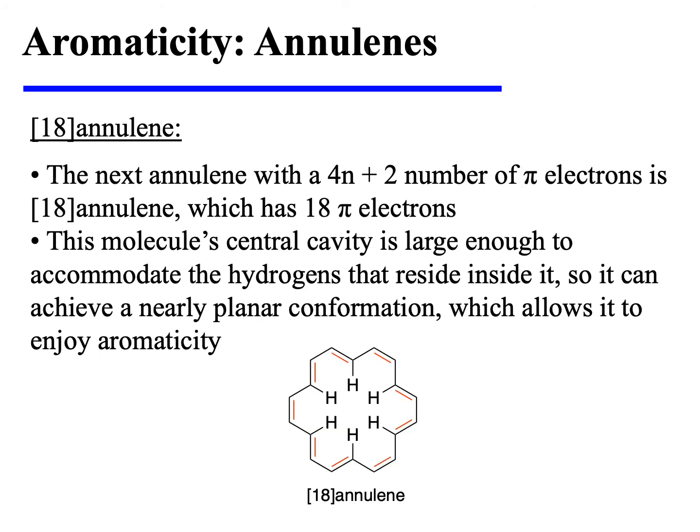The next annulene with a 4n plus 2 number of pi electrons is [18]-annulene. It has 18 pi electrons. This molecule's central cavity is large enough to accommodate all the hydrogens that reside inside it, so it can achieve a nearly planar conformation, which allows it to enjoy aromaticity.